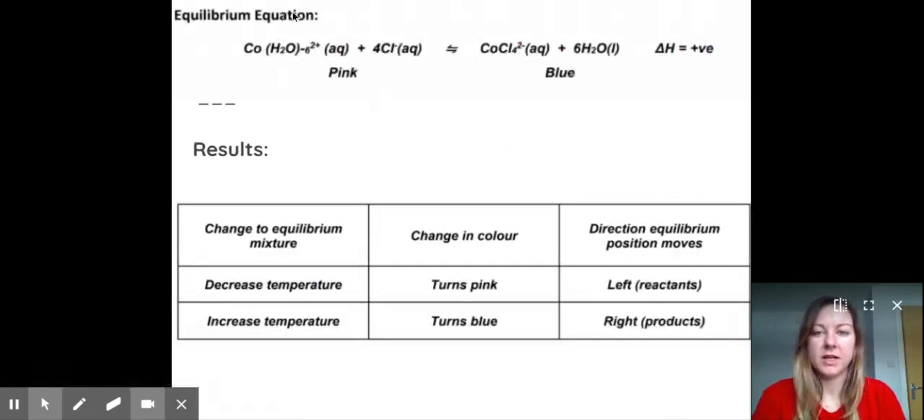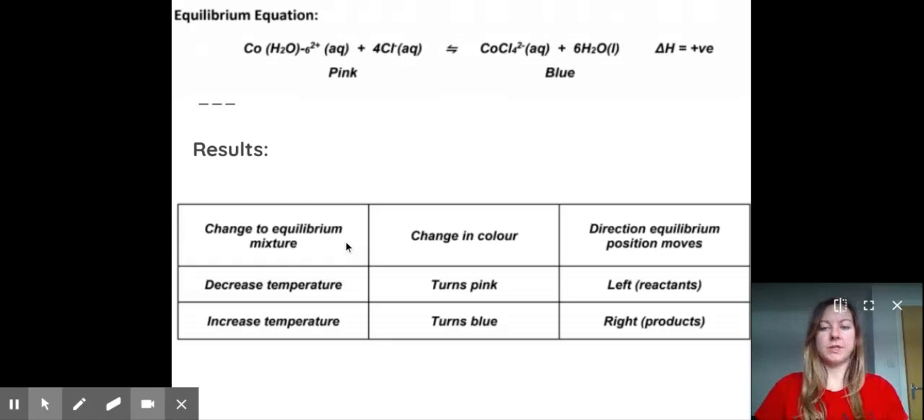So here is the equilibrium equation. And as we can see, this reaction is delta H positive, so it's an endothermic reaction. So that means that the forward reaction, so it going from here to here, is an endothermic reaction. That means, remember, that the backwards reaction must be exothermic.